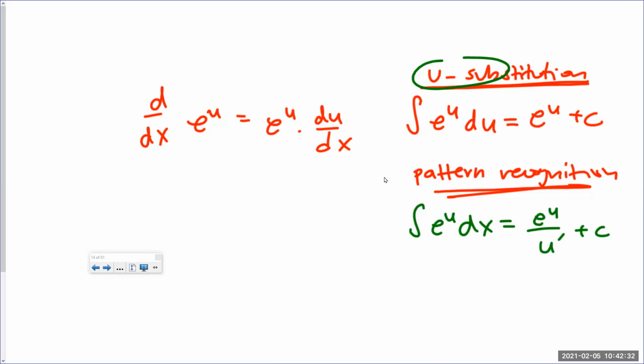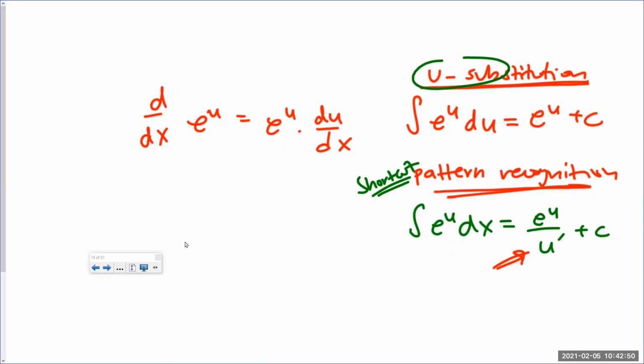If you use the shortcut, so this right here is the shortcut, you have to manually go in and enter this thing. In u substitution, you don't have to, because you take the derivative in u substitution. Here, you have to divide by the derivative. Okay, so let's talk about how that looks.